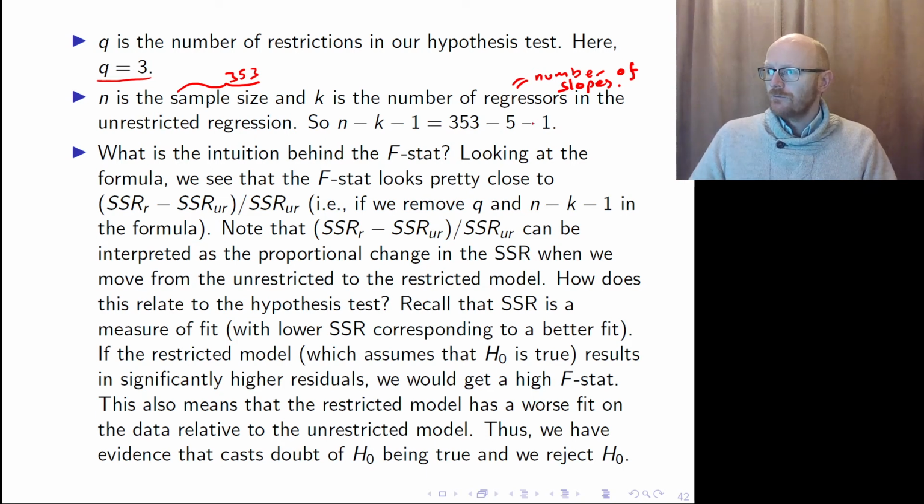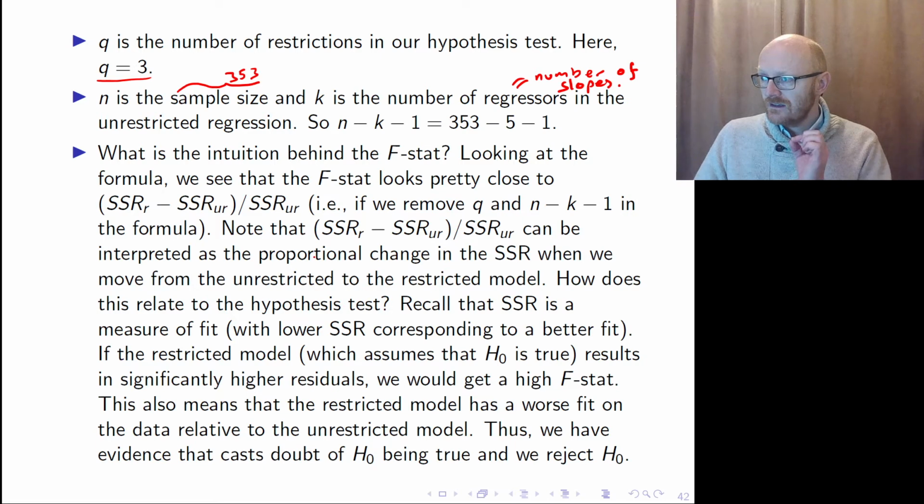So the intuition behind the F-stat is that, after we split it, the sum of squared residuals of the restricted model minus the sum of squared residuals of the unrestricted model, divided by the sum of squared residuals of the unrestricted model, really gives you the relative change in sum of squared residuals from the unrestricted model to the restricted model.